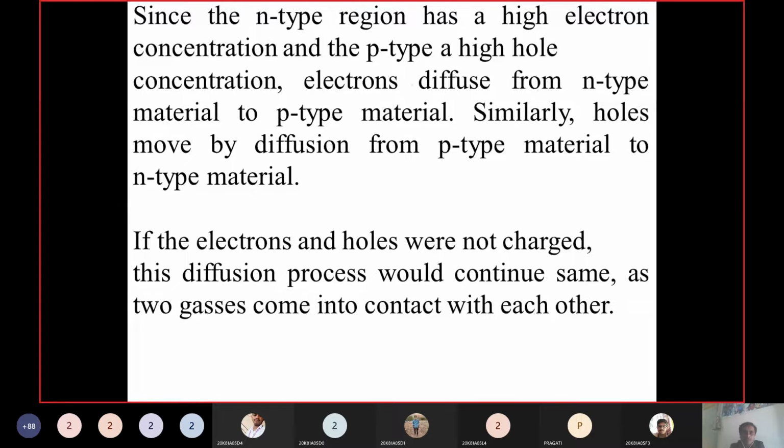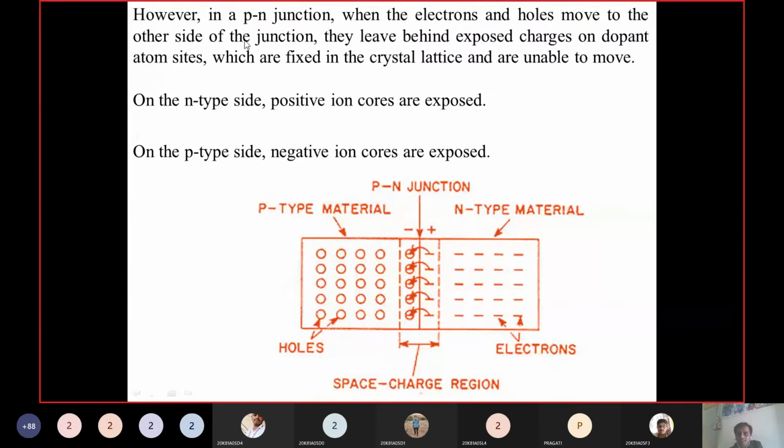Now see here. However, in a PN junction, when the electrons and holes move to the other side of the junction, they leave behind exposed charges on the dopant atoms, which are fixed in the crystal lattice and are unable to move. We already discussed this. While the electrons are moving, opposite charges develop. That opposite charge we call the positive ion core. The positive ion core is exposed here. Similarly, the negative ion core is exposed here.